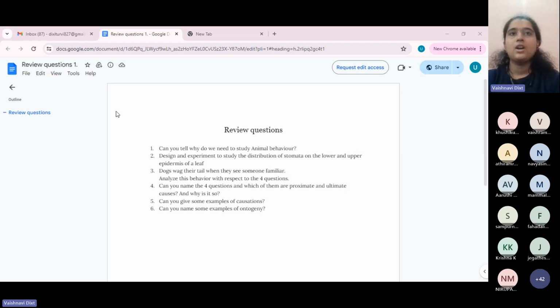Okay, so now that you remember the four questions, which of these are proximate causes, which of these are ultimate causes, and why is it so? First of all, which of these are proximate causes? Causation, ontogeny, yes. These are proximate causes, yes. And which are the ultimate causes? The rest two. Of course, the rest two are ultimate causes. Okay, so why are these the proximate and why are those the ultimate causes?